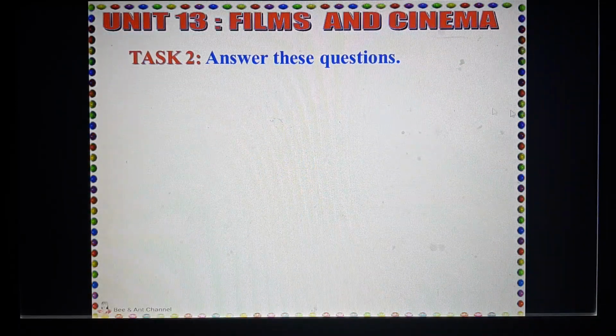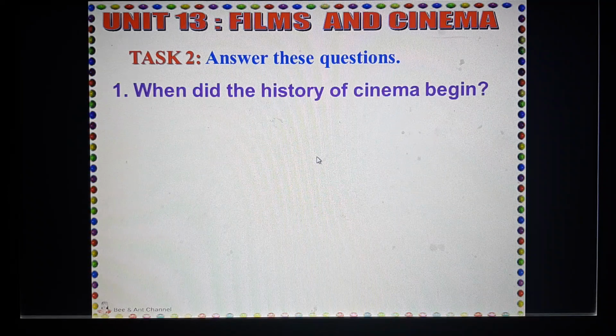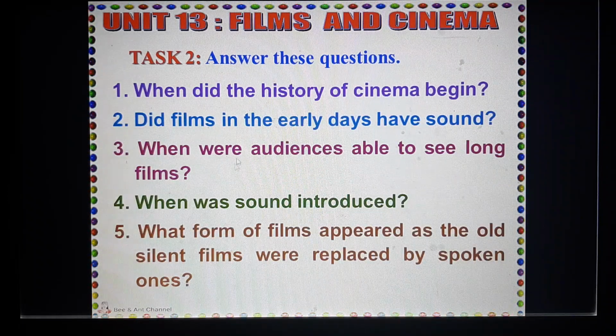Now task 2. Answer the questions. Read the questions carefully and focus on the main words or phrases. When did the history of cinema begin? Did film in the early days have sound? When were audiences able to see long films? When was sound introduced? What forms of film appeared as the old silent films were replaced by spoken ones?